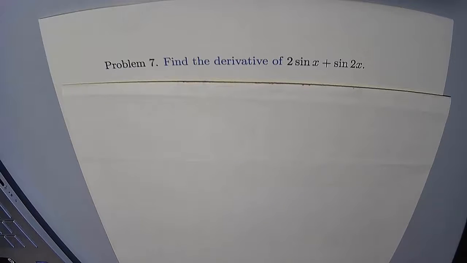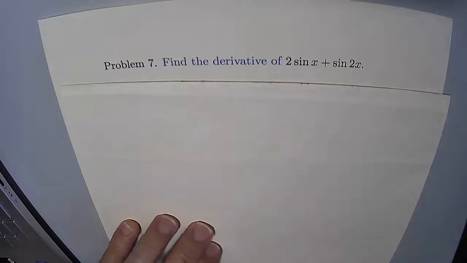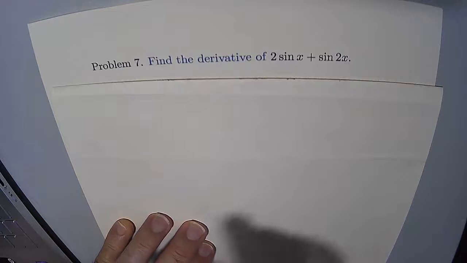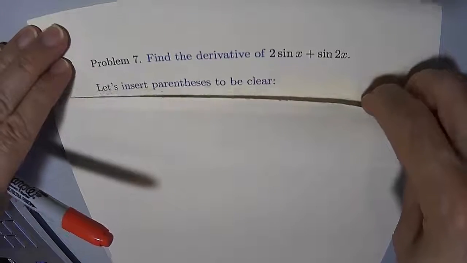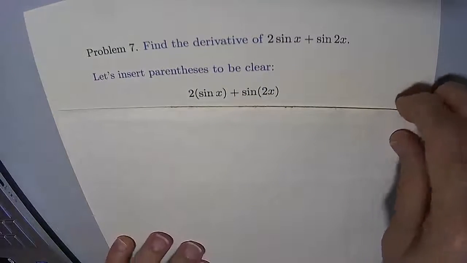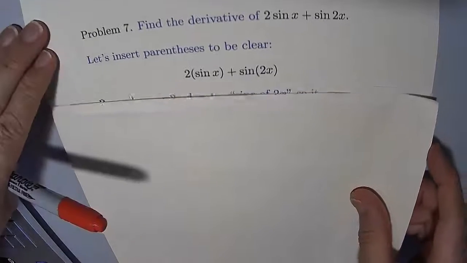Now let's tackle the derivative of 2 sine x plus sine of 2x. In a lot of technical writing, there are no parentheses to indicate exactly what's inside and what's outside, so let's put the parentheses in there to be clear as to exactly what this is. And here's a little bit of explanation.